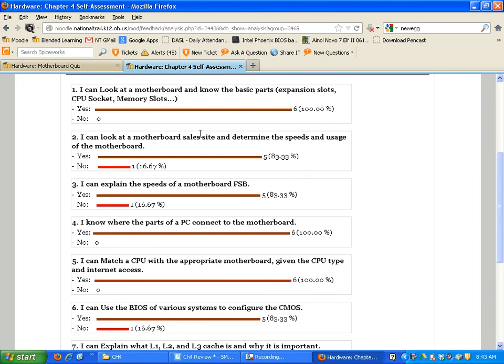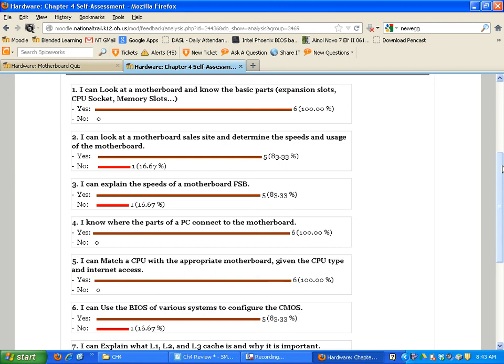I can explain the speeds of the motherboard front side bus. That's the speed that stuff moves around the bus. It syncs up with the memory. And that's what determines our bottleneck. The difference between that speed and our CPU speed is what determines our bottleneck. Can you guys figure that out? Remember that one's usually in gigahertz and one's usually in megahertz. So the first thing you've got to do is convert.